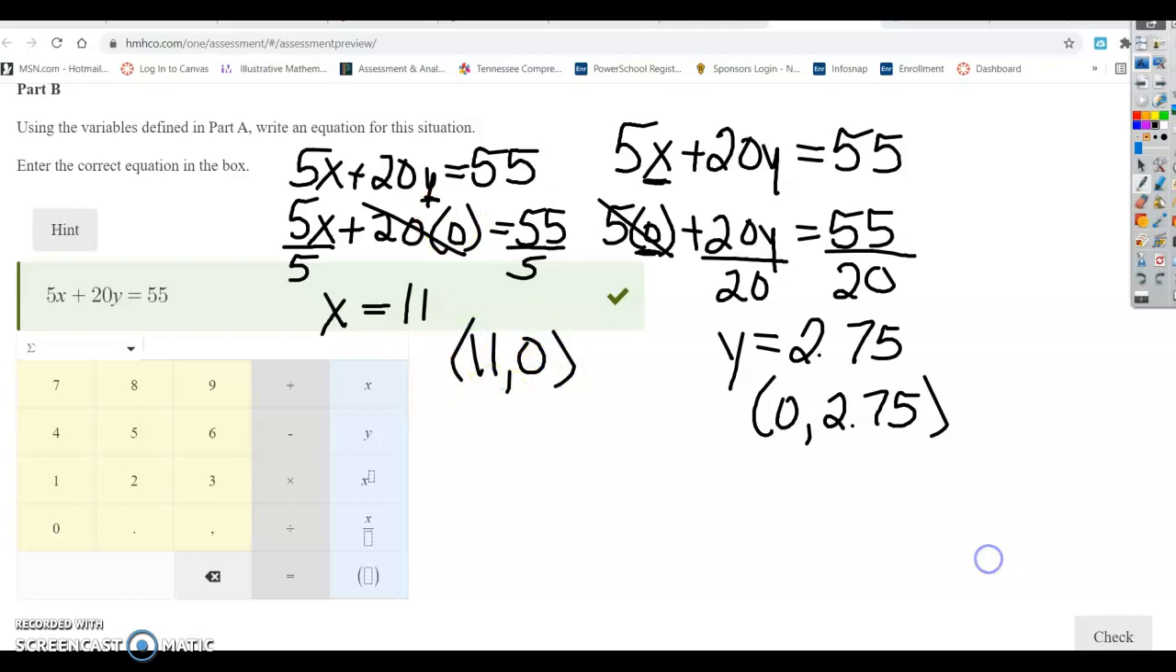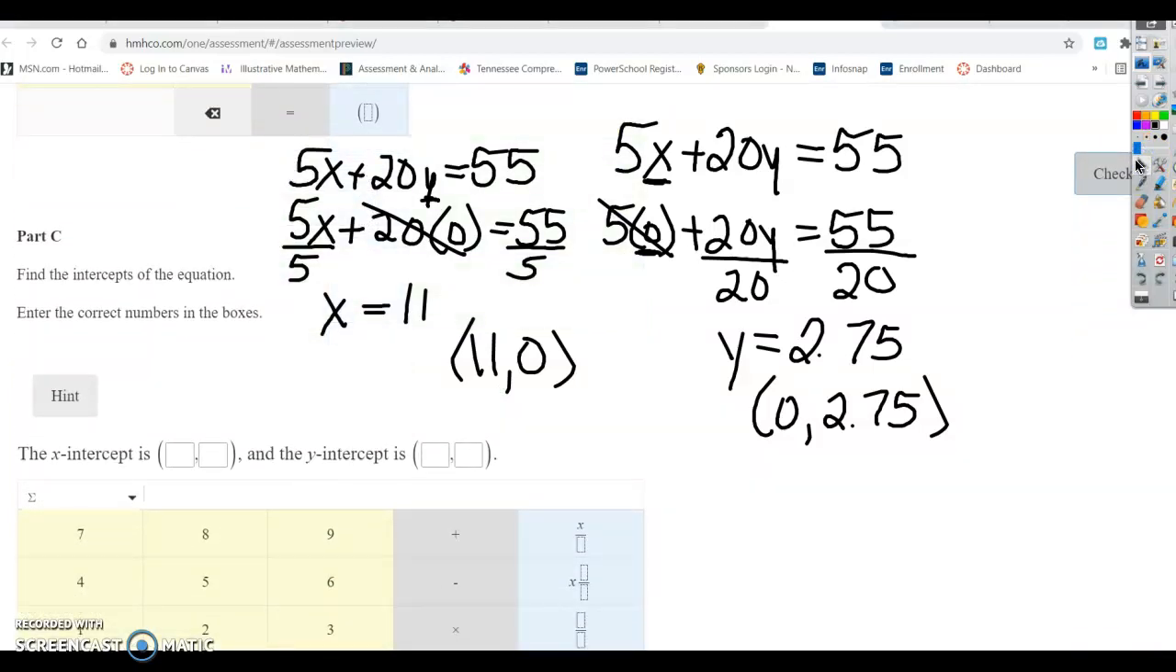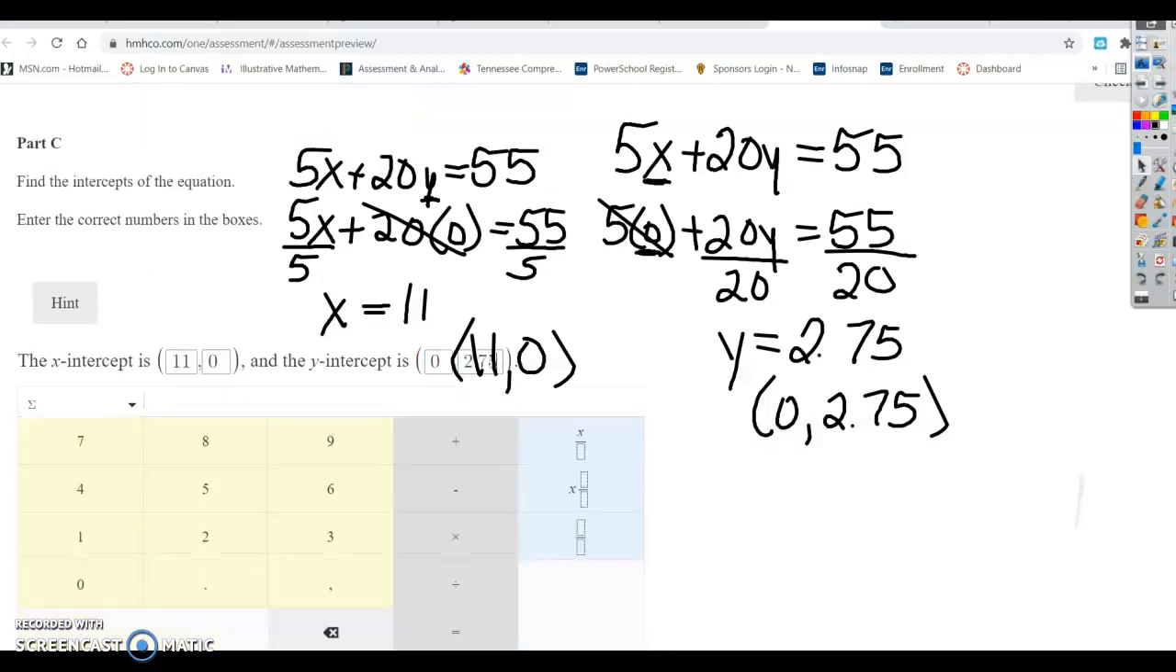So we just use the equation given to find those, and that's what they're asking for here. The x-intercept is where x hits at 11, so it's 11, 0. And the y-intercept hits at 2.75, so your x is 0 and this is 2.75.